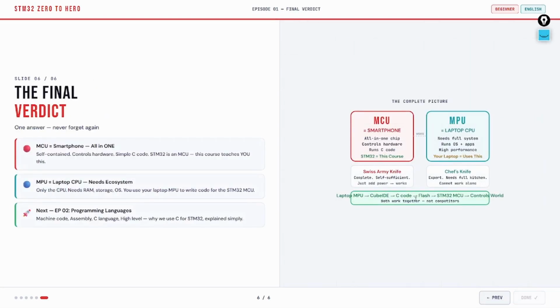And the final verdict is that your microcontroller is like a smartphone. Okay, now don't think about the smartphone's internal system, because that is not the aim of giving this example. Your microcontroller is like a full system, right? All in one chip, it controls hardware, runs C code. It's like a Swiss Army knife, completely self-sufficient. But your processor is like a laptop where you need external systems. It's like a sharp knife, right? But again, each has its own applicability, its own advantages. I must use this word: each system is used in specific areas only, right?